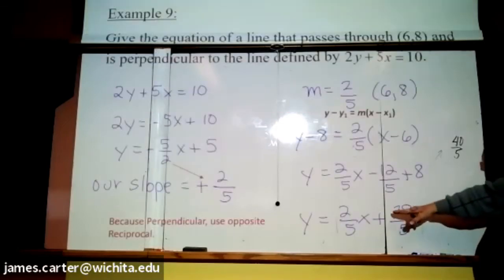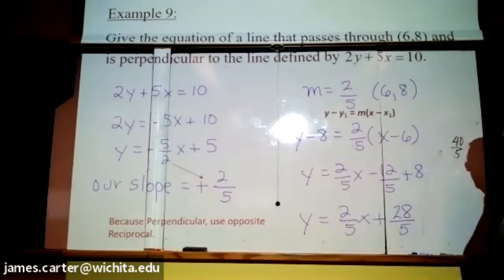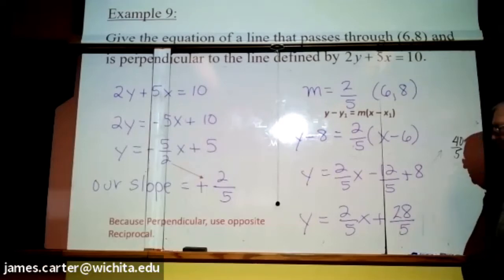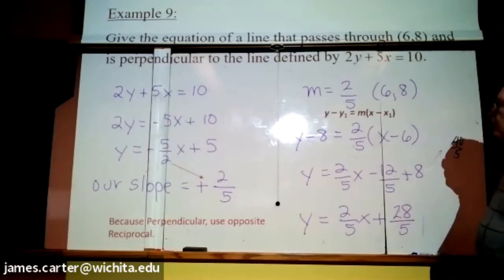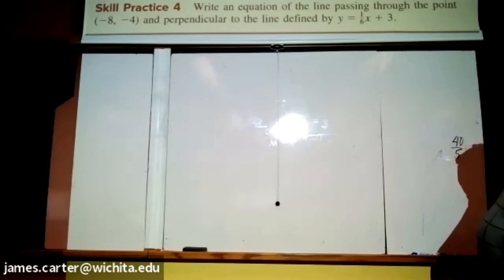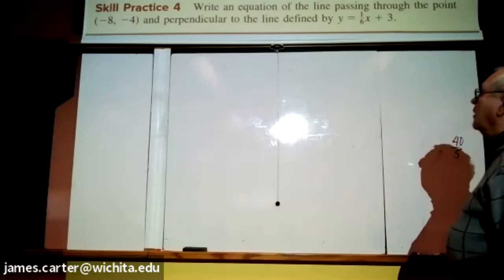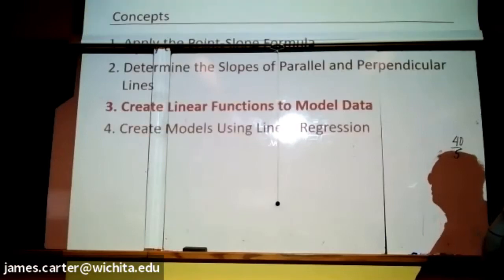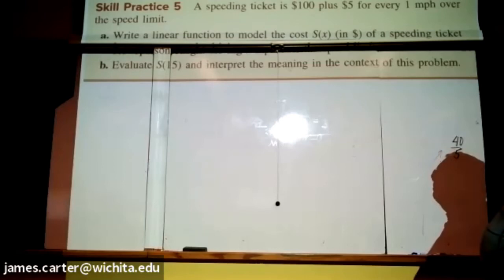Okay, so this was the equation of the line, and that'd be kind of hard to graph, partly because it's got fractions for the y-intercept and then more fractions for the slope. But it could be done. Okay, this time we got another one that's similar. We're going to go ahead and pass by this one and go into our next topic.